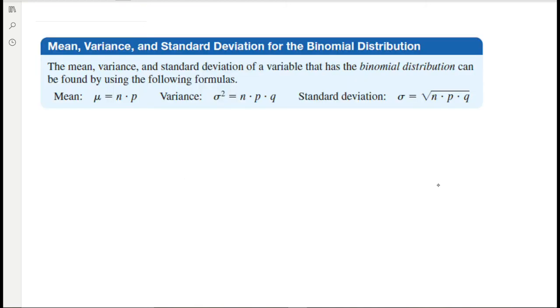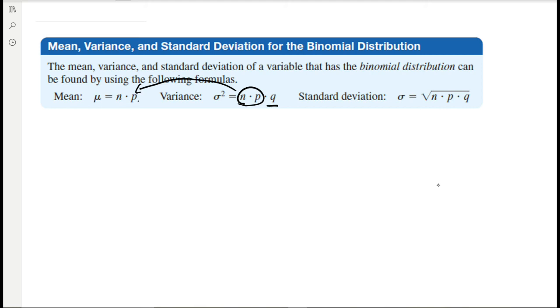So if you want to calculate these 3 quantities, you're going to be using these 3 formulas below. The mean formula is actually very simple. You take the number of trials and multiply it by the probability of success. Variance and standard deviation are actually quite simple as well. You're basically going to calculate the mean, from here, and then multiply it by q.